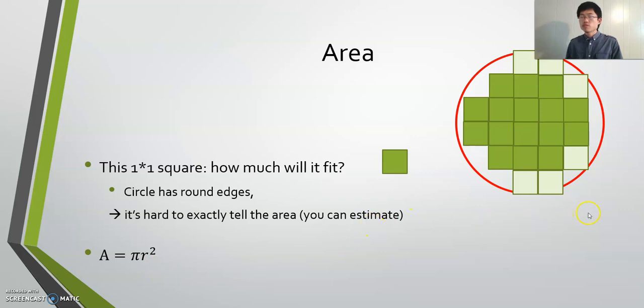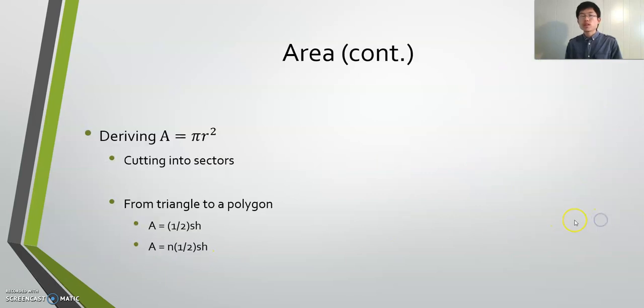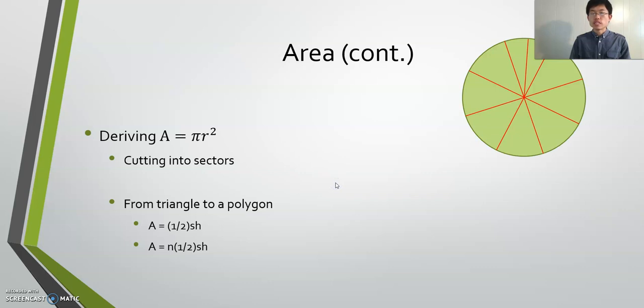Now there are a couple of explanations about how the area formula, A equals pi r squared, was formed. One of them is cutting into sectors, and another is looking at triangles, then quadrilaterals, pentagons, hexagons, and all the way up to a 100-sided polygon, a 200-sided polygon, and then it looks like a circle. I'm not going to talk deeply about each of those, but I'm just going to show the easy ones briefly.